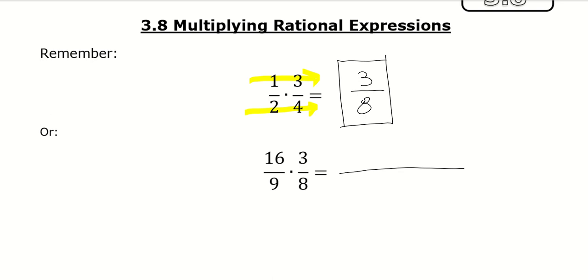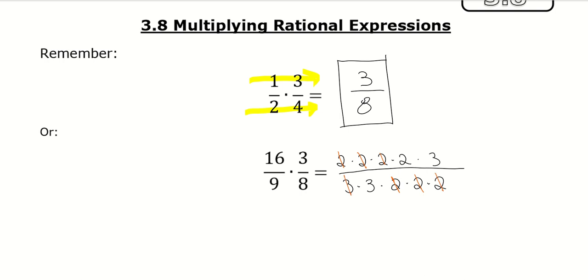So 16 is really 2 times itself 4 times, and then times 3. 9 is really a 3 times 3, and 8 is 2 times itself 3 times. Now if I have the same thing on the top and the bottom, those two things will divide out, making 1. So 2 divided by 2 makes 1, 2 divided by 2 makes 1, and again.